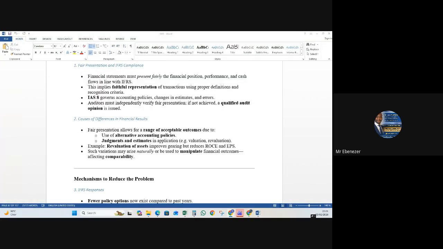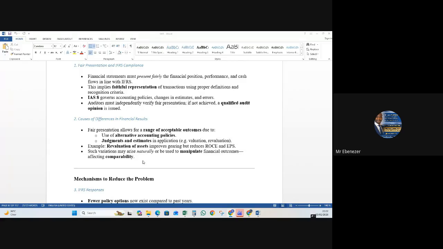Now, we have revaluation of assets. Revaluation of assets improves gearing, but can also reduce your return on capital employed and also earnings per share. Are we together, please? Are we there? Yes, we are. Yes, sir. Okay.